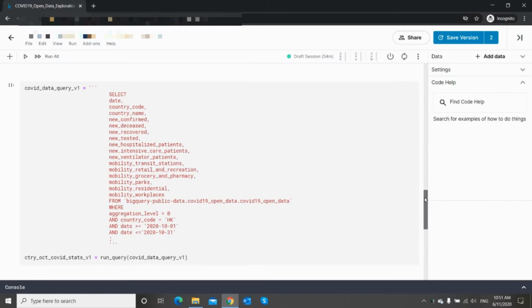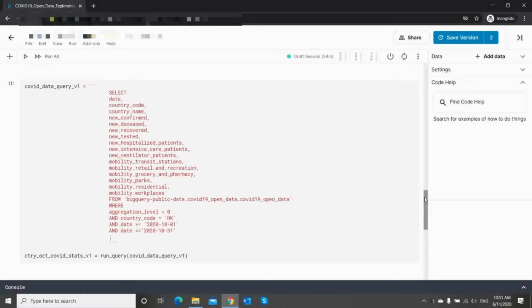So now let's walk through the SQL query that we are going to use to test out this data. You will notice that I have taken out all the confirmed, deceased, recovered, tested, hospitalized, intensive care, ventilator, etc. for daily new basis without doing any kind of aggregation. And the reason for this is because I want to test whether my hypothesis is correct. I think that if I'm going to pull just country level data, I'm going to get just daily data for the country, and so I should get 31 rows since I'm pulling this data for the month of October.